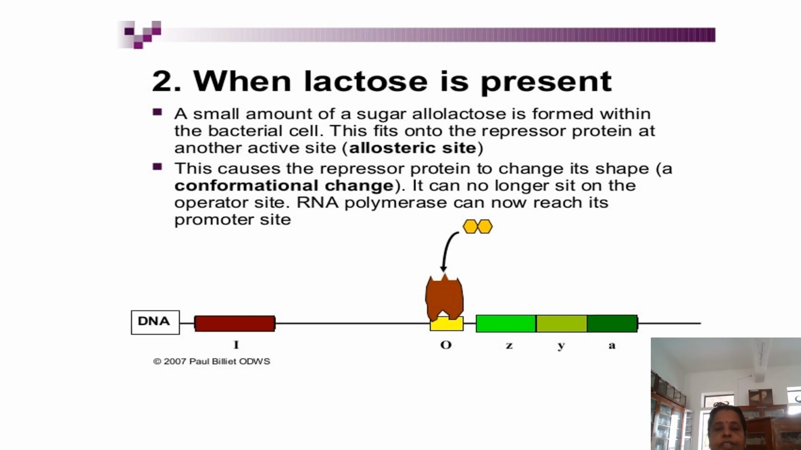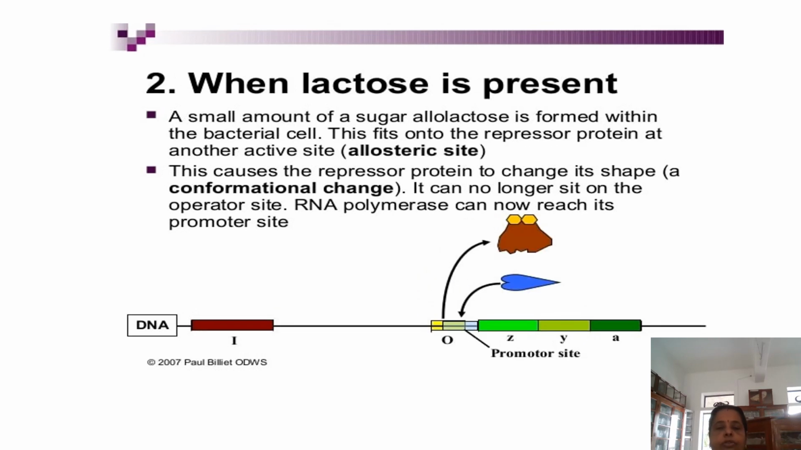So in the second situation, the repressor protein binds to the allolactose and sits on the allosteric site. Thereby, it brings the conformational change. Now, this repressor protein along with this allolactose can no longer sit on the operator site, so that RNA polymerase transcribes the structural genes.